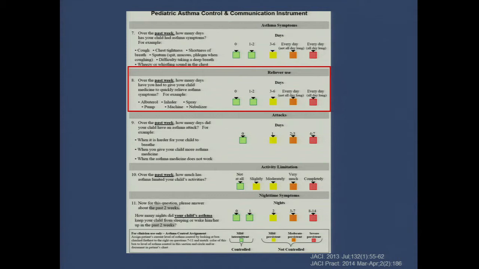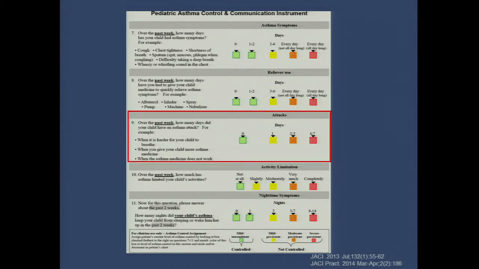Next, reliever use. Over the past week, how many days have you had to give your child medicine to quickly relieve asthma symptoms? For example, albuterol, inhaler, spray, and so on. It's the same response options as above. Over the past week, how many days did your child have an asthma attack? For example, when it's harder for your child to breathe, when you have to give your child more medicine, and so on. That ranges from 0 days to 4 to 7 days out of the past week.